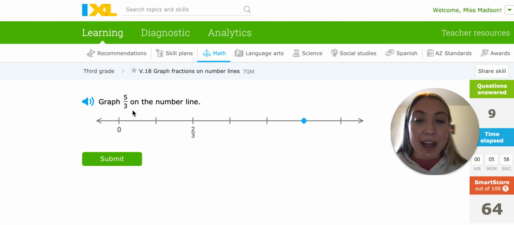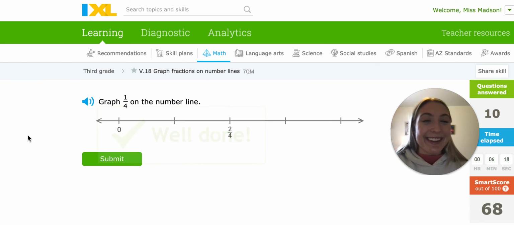So here, again, we know a whole is divided into 3 equal parts. 1, 2, 3. This represents 1, 3/3, but we had to go to 5/3, so we had to go 2 extra steps, just like this. 4, 5. So this right here represents 5/3. And we got it! So let's do this one together as well.